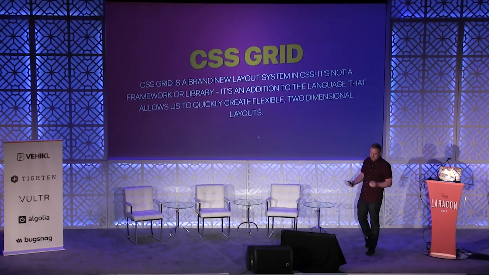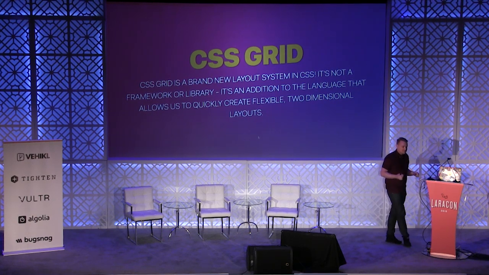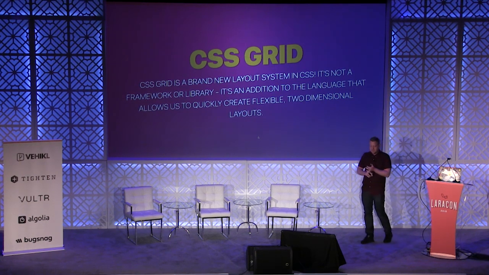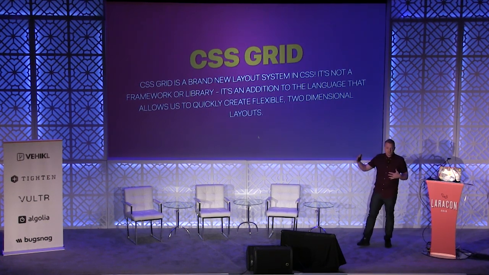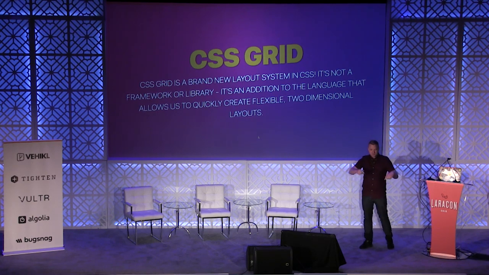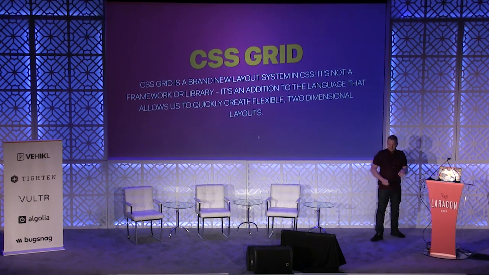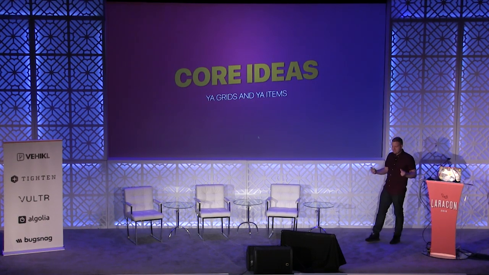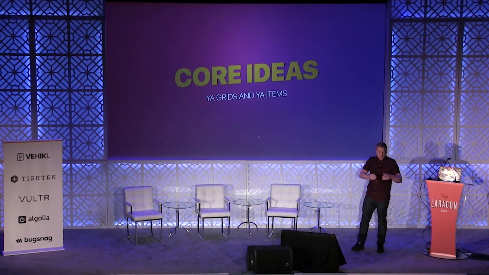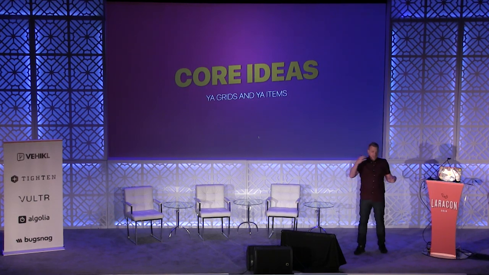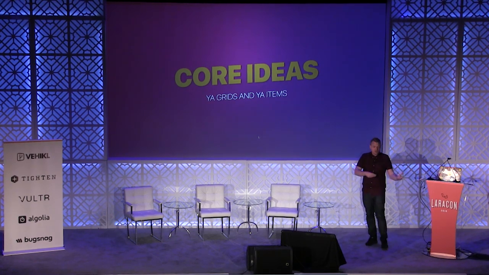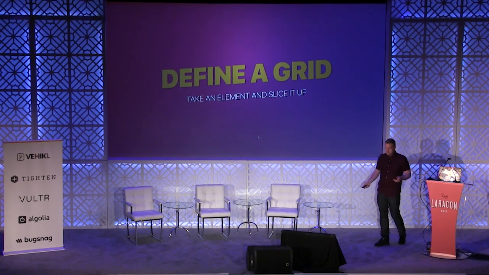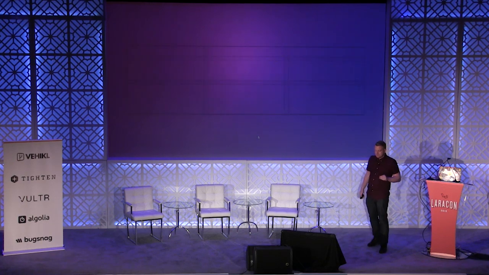So CSS Grid is a brand new layout system in CSS. It's not a framework or a library, something that you add in. It's a new addition to the language that allows us to quickly create flexible, two-dimensional, meaning columns and rows, layouts. So we're going to get into some of the core ideas. The idea behind CSS Grid is that you've got a grid, which is a containing element, and then you have direct children inside of that grid, which are called grid items. So first, you take an element, you define it as a grid, and you slice it up into rows and columns.